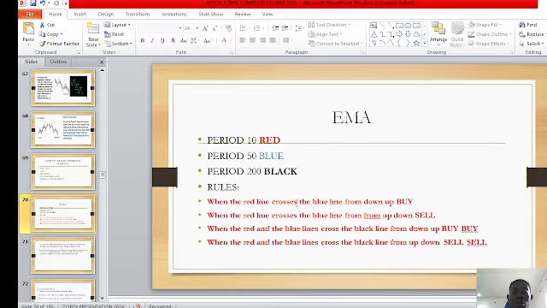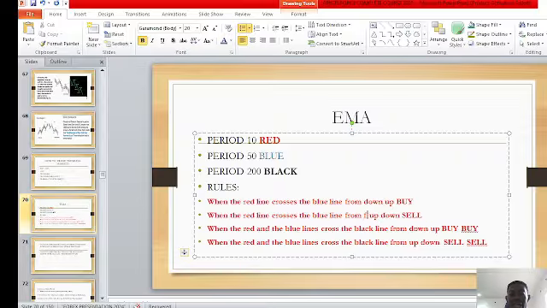When the red line crosses the blue line from down up, I buy. Number 2, when the red line crosses the blue line from up down, I sell.